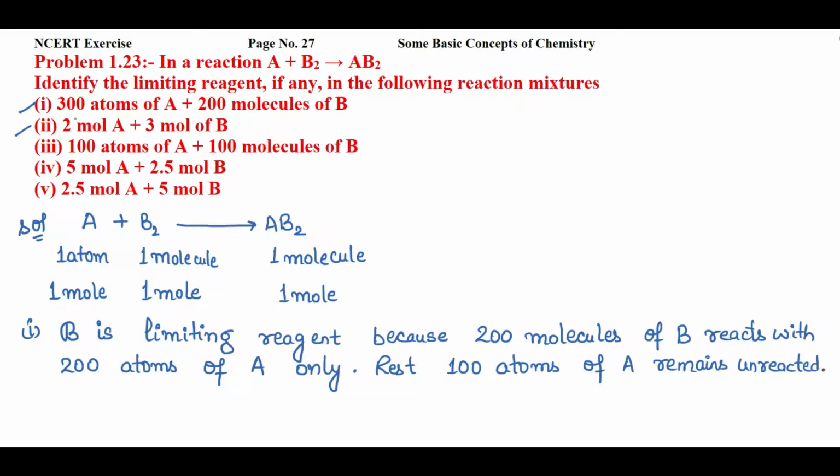Now let's see the second problem. So 2 mole of A reacts with 3 mole of B. If we'll see the equation, 1 mole of A will react with 1 mole of B. That means 2 mole of A can react with 2 mole of B only. Again, 1 mole of B will remain unreacted, right? So I can say that in this problem, A is limiting reagent.